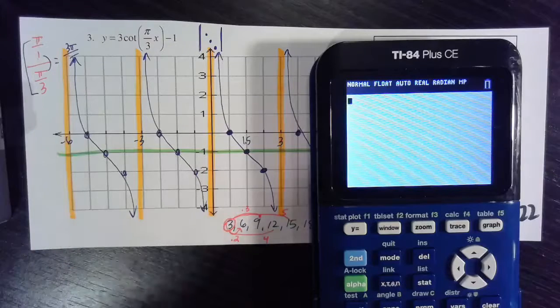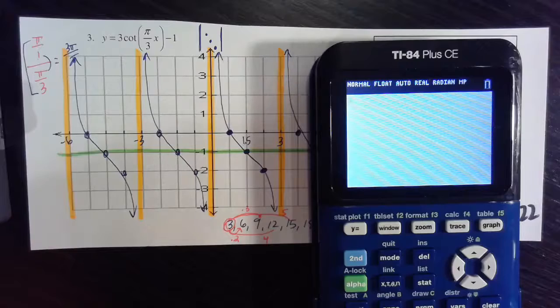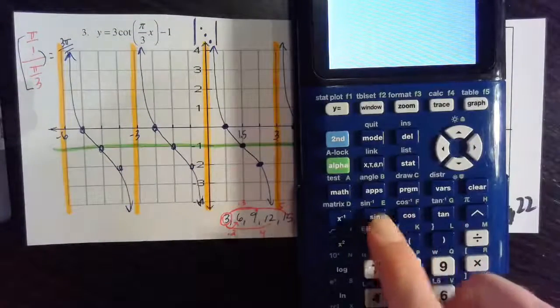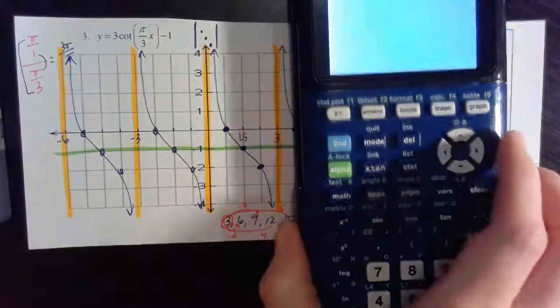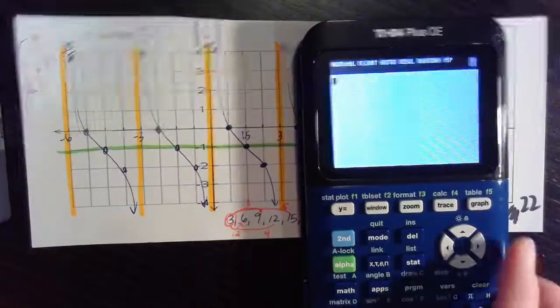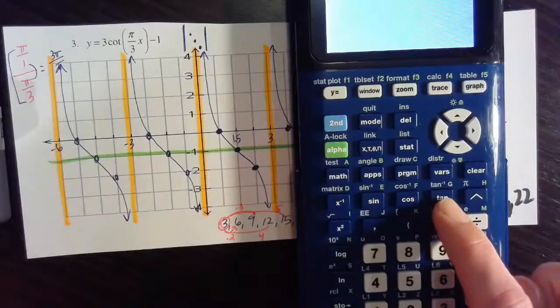Alright, so to graph cotangent, those of you that have a TI Inspire have a bit of an advantage because you actually have cotangent as one of the functions that you can choose from your list of trig functions. Those of you who have a TI 84 don't have that luxury. So the way that you're going to do it is you only have sine, cosine, and tangent to choose from.